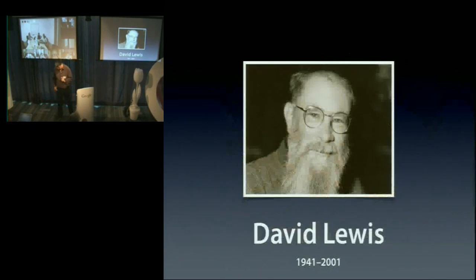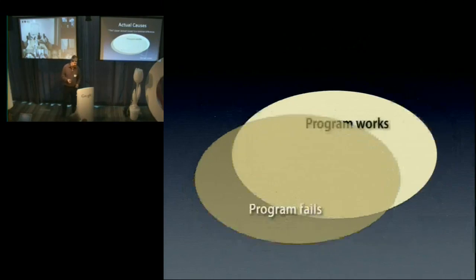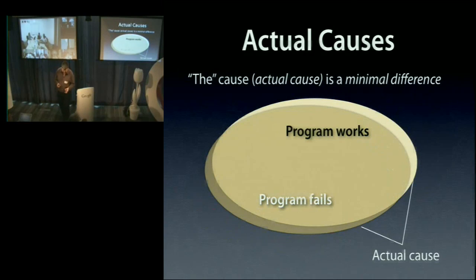But fortunately, this problem was also discovered by David Lewis, who was a philosopher in England at the time. He said that there's actually a better definition for causality, because he introduced the concept of actual causes. An actual cause is not an arbitrary difference, but a minimal difference between a situation where the effect occurs and where the effect does not occur. In our case, this would be the difference between a program working and a program failing, and we want a difference that's as small as possible in order to figure out what the cause is. So, how can we apply such a definition in order to figure out what the problem cause is?